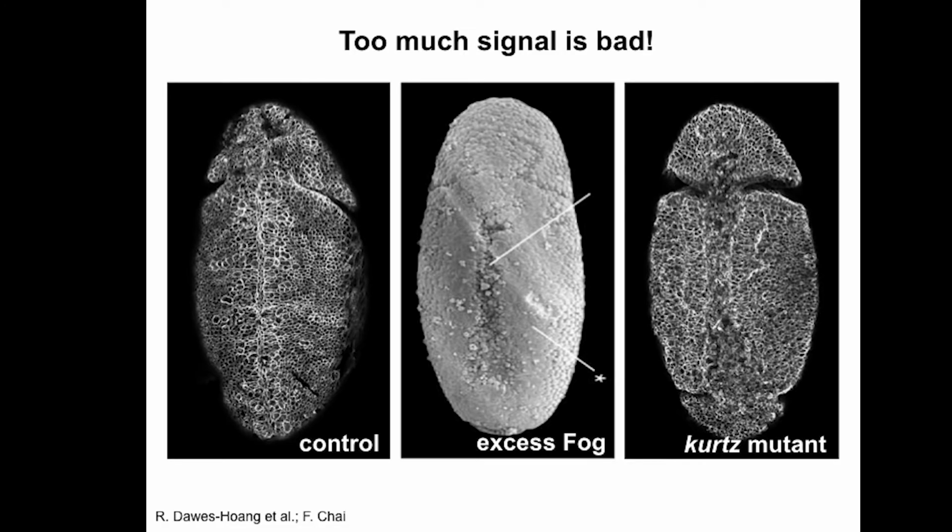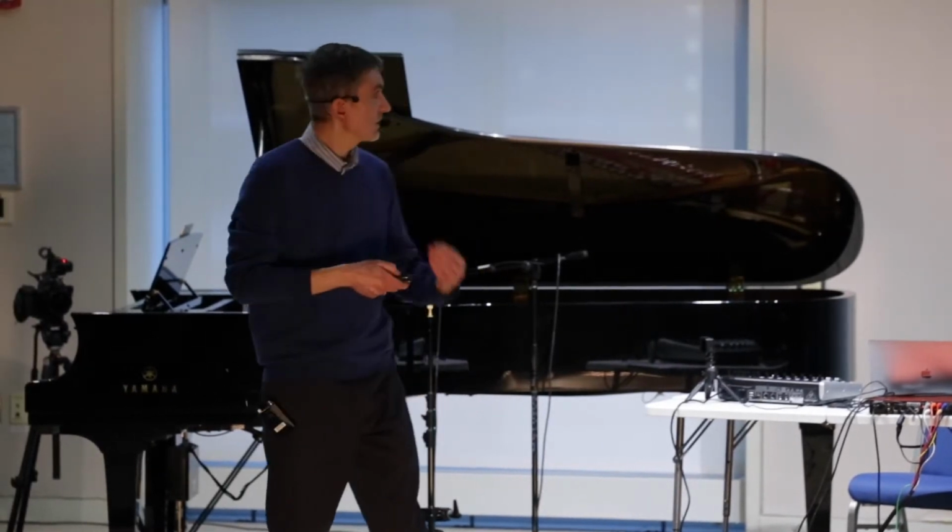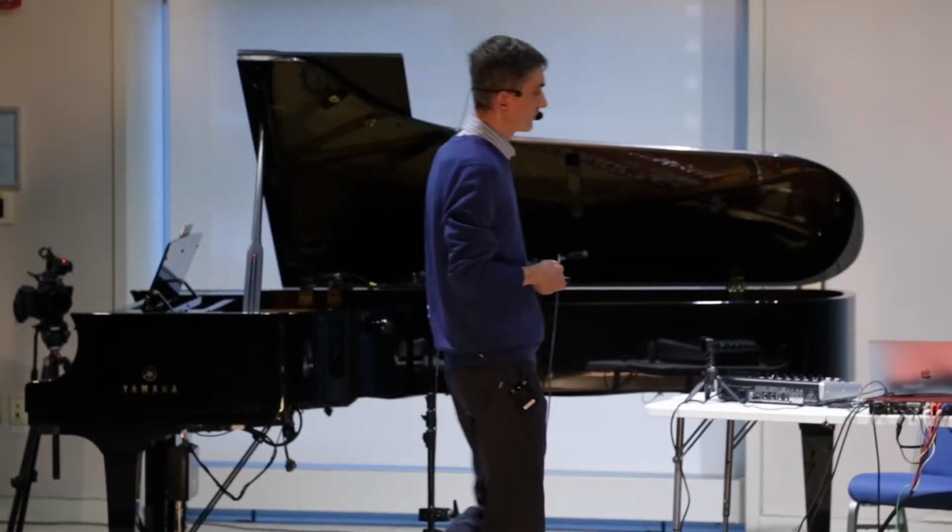Here, we're looking at the ventral side of embryos. This is a control fly embryo that has successfully completed gastrulation, and you can see it forms a nice ventral midline shown here. This is an electron micrograph of an embryo that has excessive FOG. You can see that things are not very good looking here. The cells have not completed gastrulation properly. They're lingering on the outside, and the ventral furrow cannot properly form.